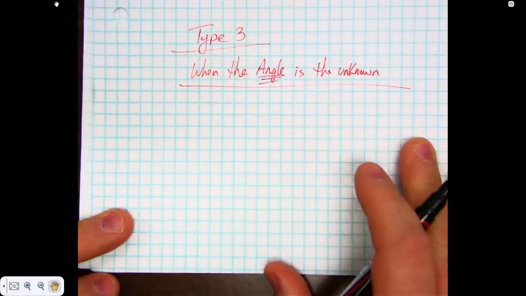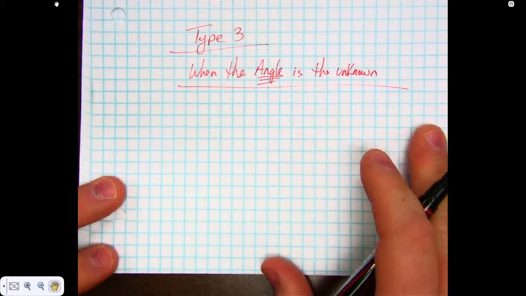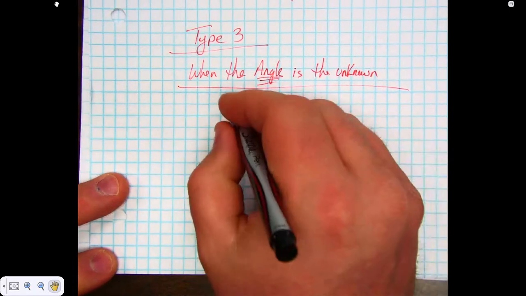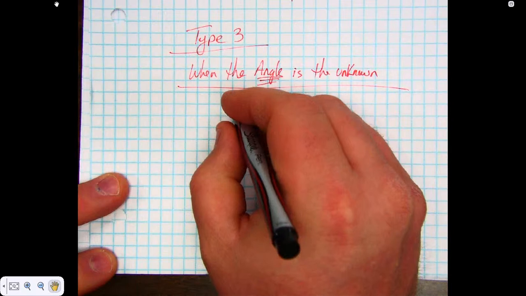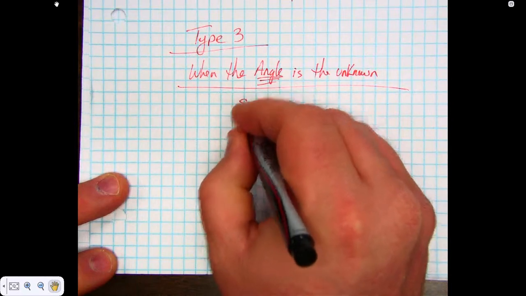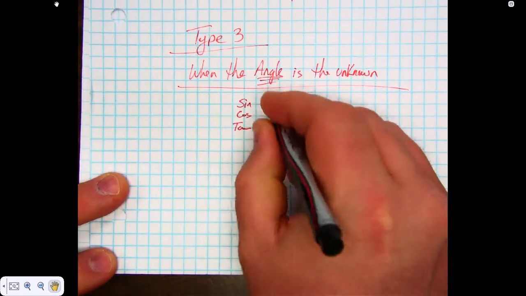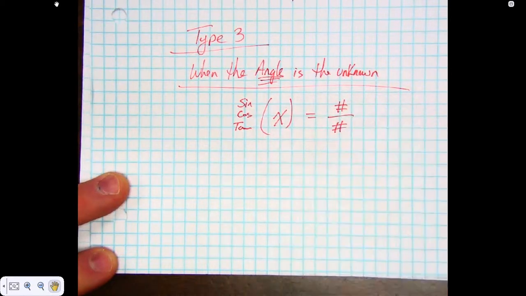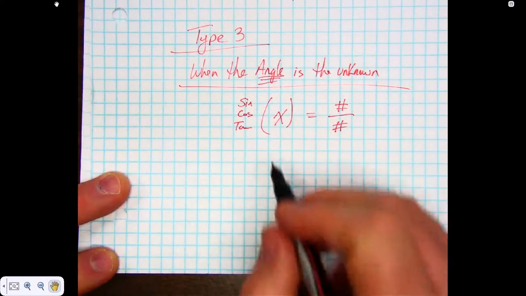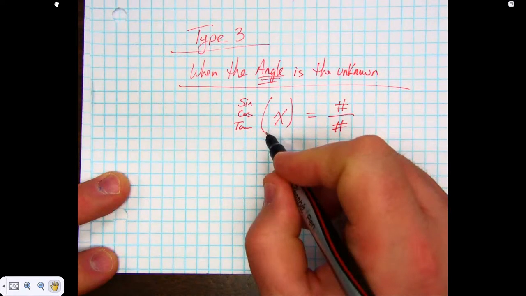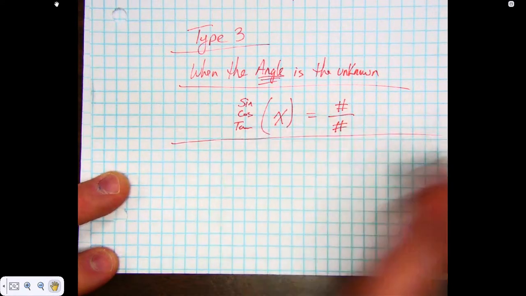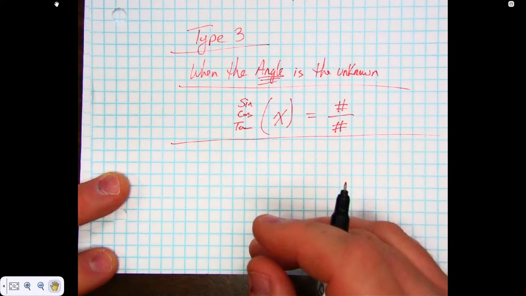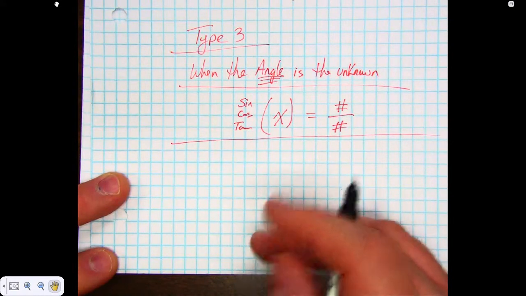When the angle is the unknown, everything changes. So this is when you have sine, cosine, or tangent of x, your unknown, is equal to number over number. So they give you the two sides, right? What they don't give you is the what? The angle. When you have this type of problem, you solve it completely differently. At first, you might think it's harder because it's different and weird, but it's actually the easiest one to solve.